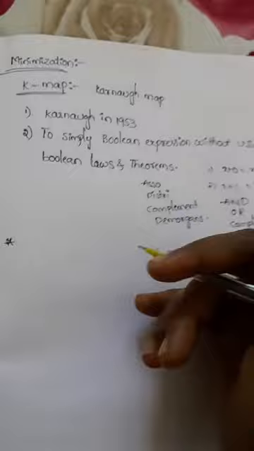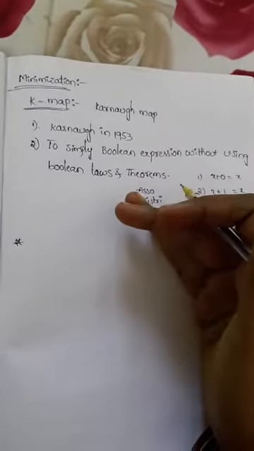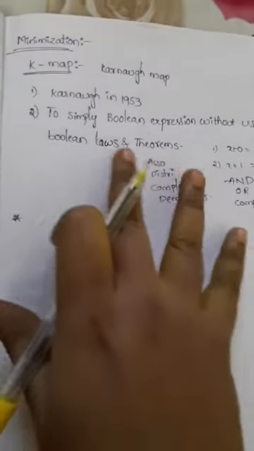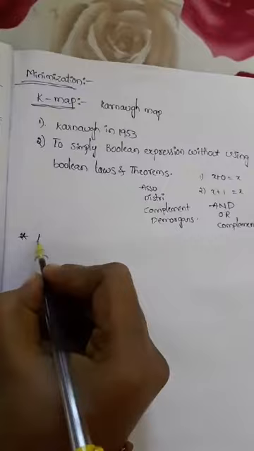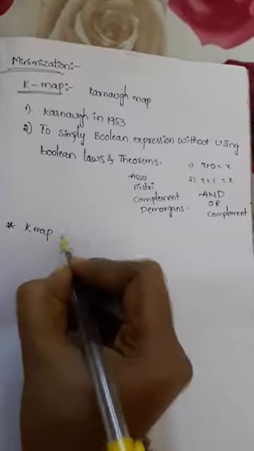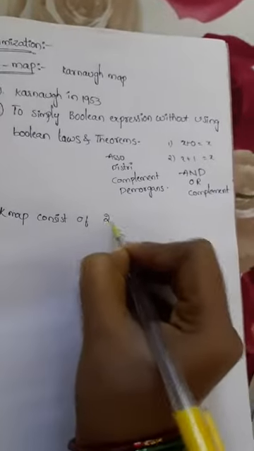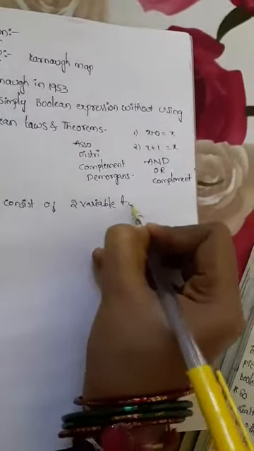So whenever you forget the laws and theorems, in that case you can make use of these K-maps to simplify the boolean expression. Generally, this K-map handles 2-variable to 4-variable expressions. Remember it. This K-map consists of 2 variables to 4 variables.